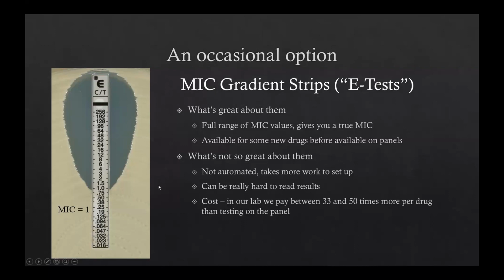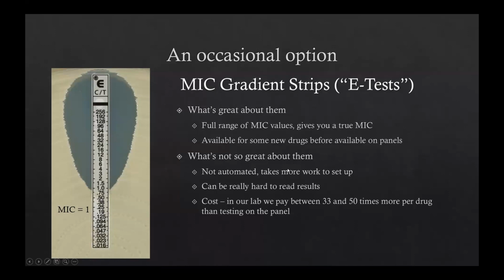So it's great. We love these things. You get a full range of MIC values. This one goes all the way from 0.016 to greater than 256. So I can tell you exactly what the MIC is. And these also are nice because they become available before they're going to be put on our automated panels. So some drugs that are new, that have only been out for a year or two, we can do e-test on them, but we can't do the regular panels.